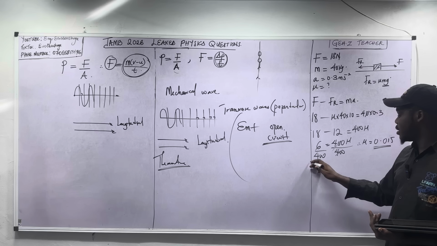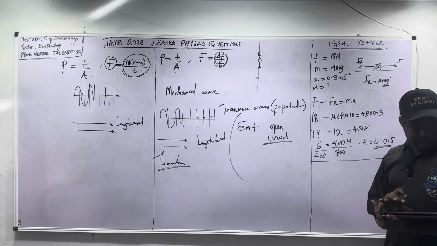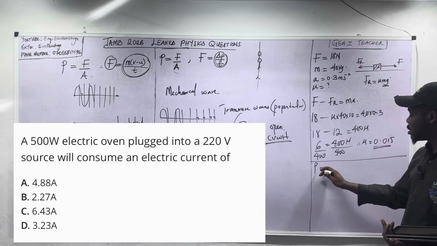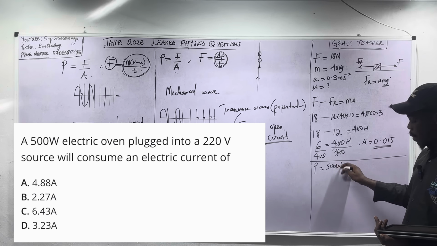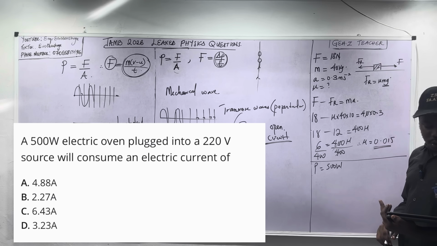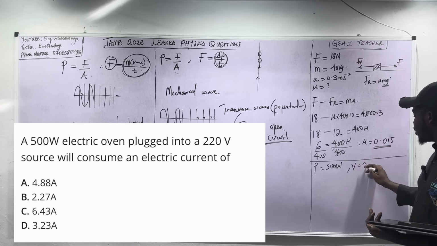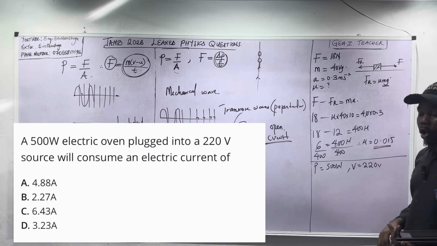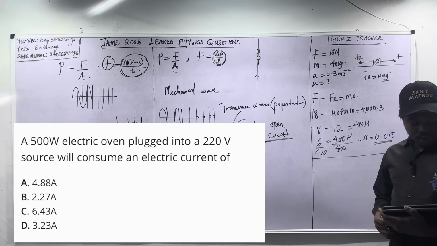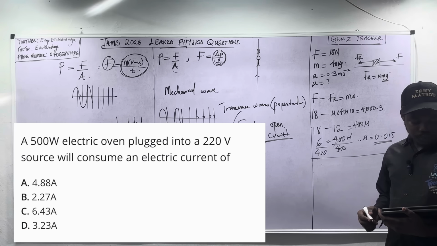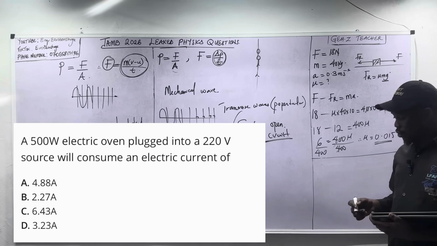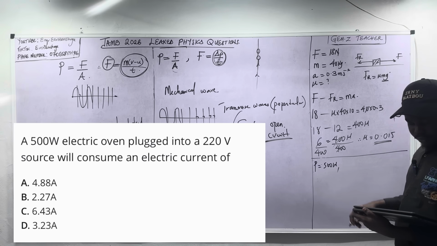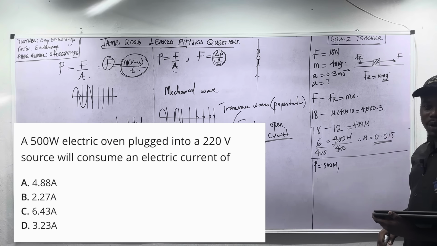Question number next says a 500 watt electric oven. So the power was given as 500 watts, is plugged into a 220 volt. So the voltage was given as 220 volts. Will consume an electric current of, okay, question number 12, a 500 watt electric oven. So the power was 500 watts, it's plugged into a 220 volt source.